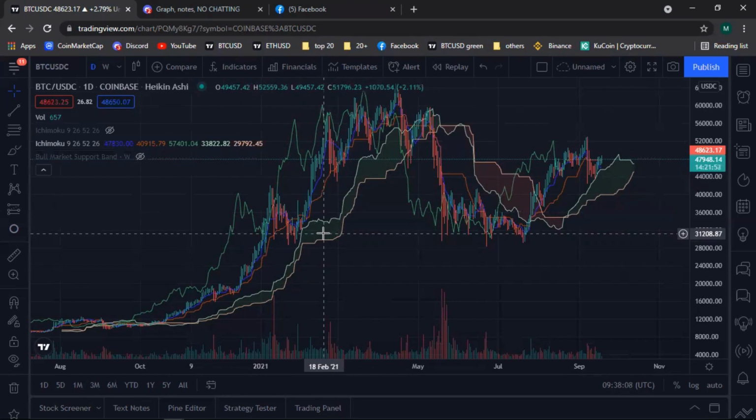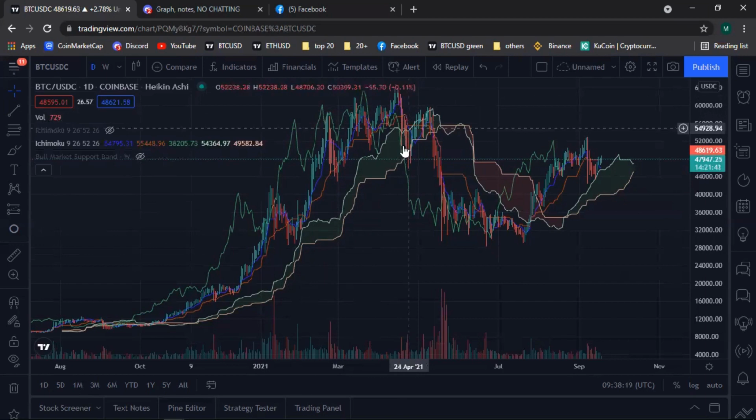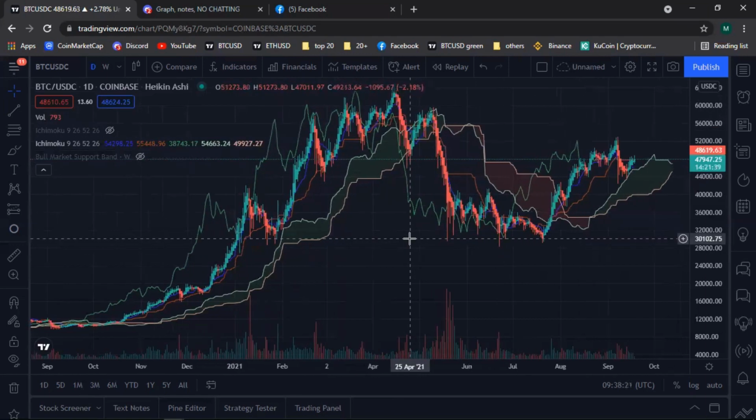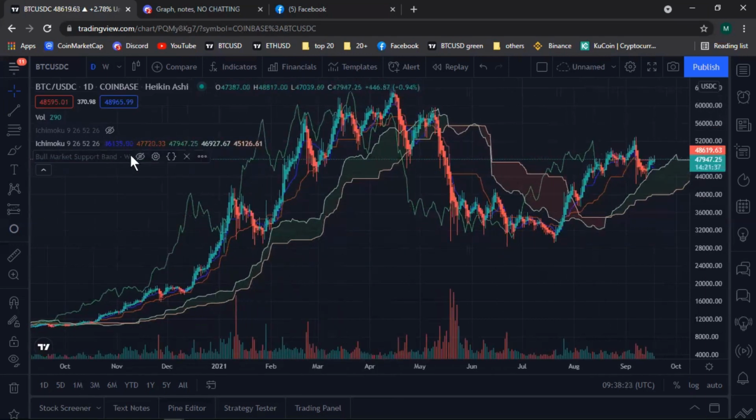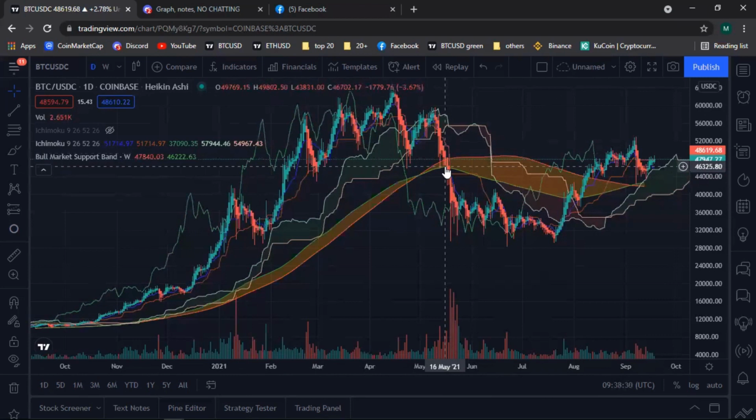Yes, that's the one. So we came down, touched the cloud, just like we would like to come down and test the market support band. And we went up. Once we got into the cloud, we got into the cloud before the market support bands. It was an earlier warning than the market support bands. So the bands are down here. This is when a lot of people were like, oh no, price is going down.